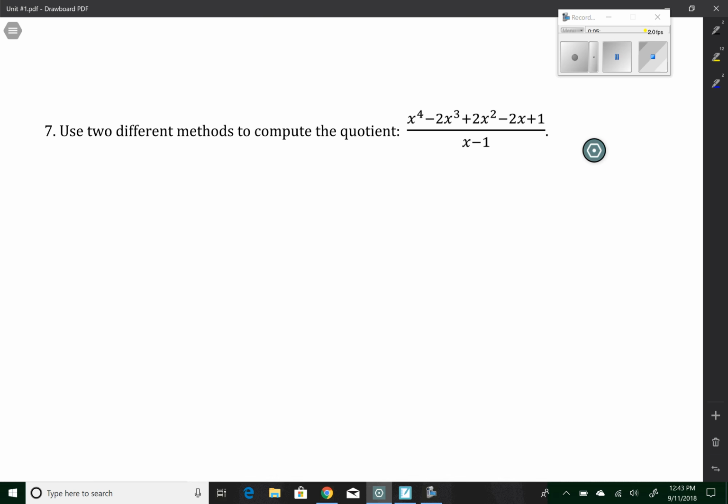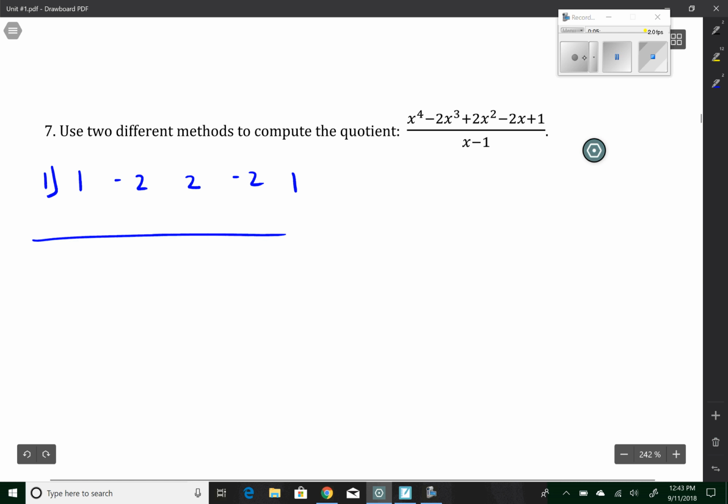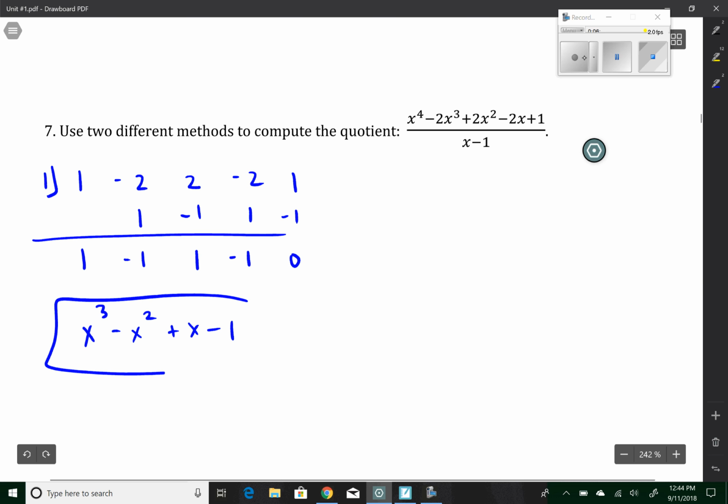Two different methods. Let's start with the easier one, synthetic. So I have 1, negative 2, 2, negative 2, 1. 1 comes down. 1 times 1 is 1. Do some adding. Four terms, so that means I know I have x cubed minus x squared plus x minus 1. And there you go.